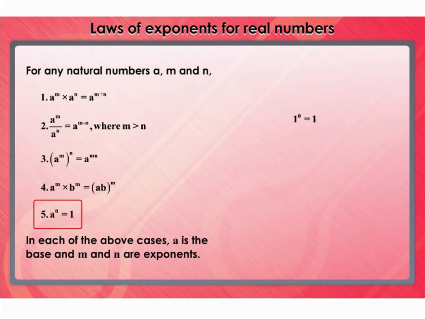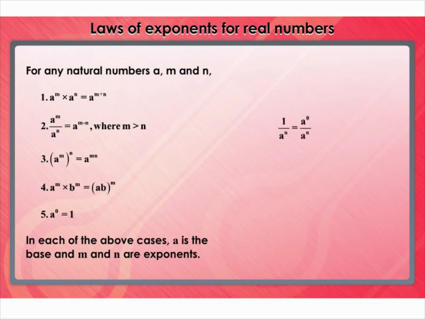What is a to the power of 0? The number 1 to the power 0 is equal to 1. 2 to the power of 0 is equal to 1. 4 to the power 0, 5 to the power 0 is also equal to 1. In general, we say a to the power of 0 is equal to 1. That is, any positive real number raised to the power 0 is always equal to 1. So far, we have seen that in each of these cases, the exponents are all real numbers.